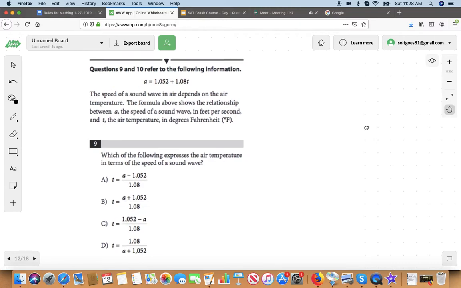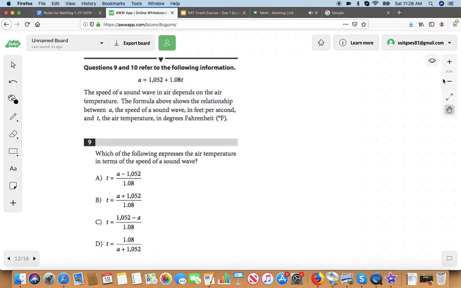All right, go ahead and read question number 9. Read the introduction also to question number 9 for us, please. The introduction, like at the top. The speed of a sound wave in the air depends on the air temperature. The formula above shows the relationship between A, the speed of a sound wave, in feet per second, and T, the air temperature, in degrees Fahrenheit. And then, which of the following expresses the air temperature in terms of the speed of a sound wave?